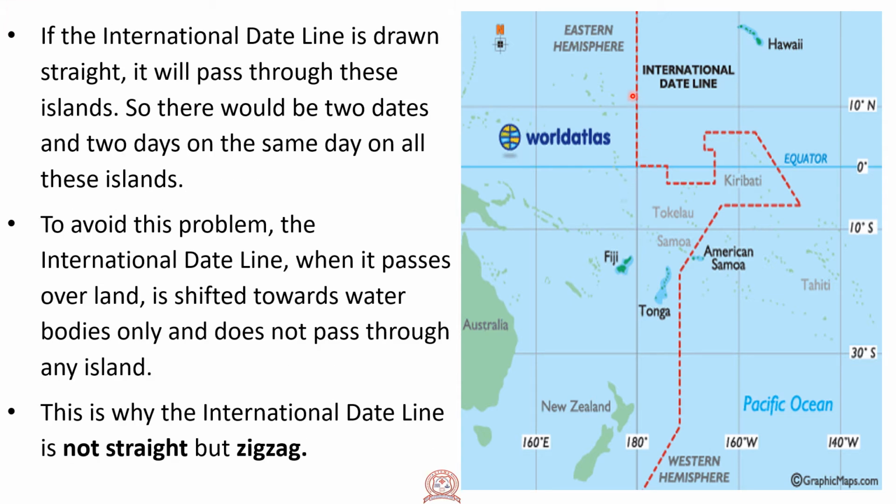If the International Date Line is drawn straight, it will pass through these islands. So there would be 2 dates and 2 days on the same day on all these islands. To avoid these problems, the International Date Line, when it passes over land, is shifted towards water bodies only and does not pass through any island. This is why the International Date Line is not straight but zigzag.